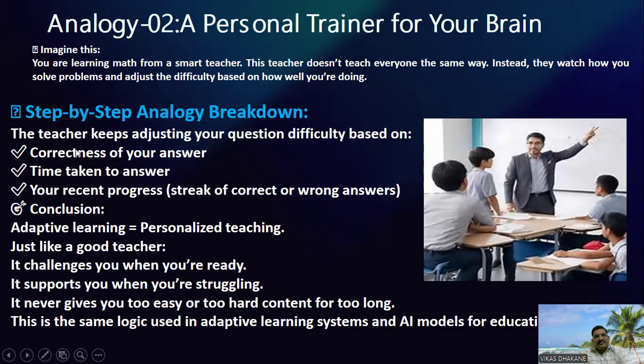So the teacher keeps adjusting your question difficulty and the teaching style based on how correctly you are answering, how much time you are taking to answer, and what your recent progress is. Okay, so simply from this, what conclusion can we have? Adaptive learning is nothing but a kind of personalized teaching, just like a good teacher. It challenges you when you are ready, and it supports you when you are struggling.